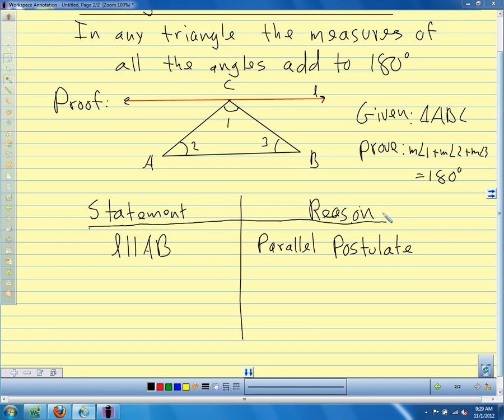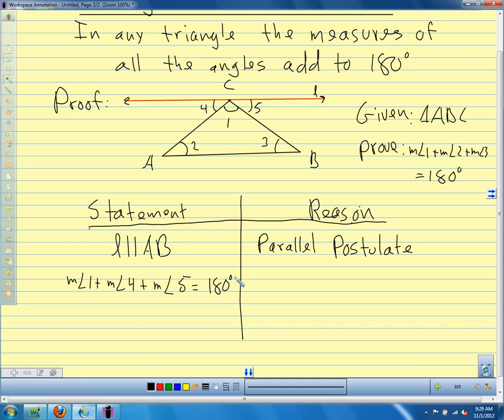Now I'm going to draw in some more angles. This is angle 4, and this is angle 5. Now I'm going to say, just like we did on our demonstration, the measure of angle 1 plus the measure of angle 4 plus the measure of angle 5 equals 180 degrees.